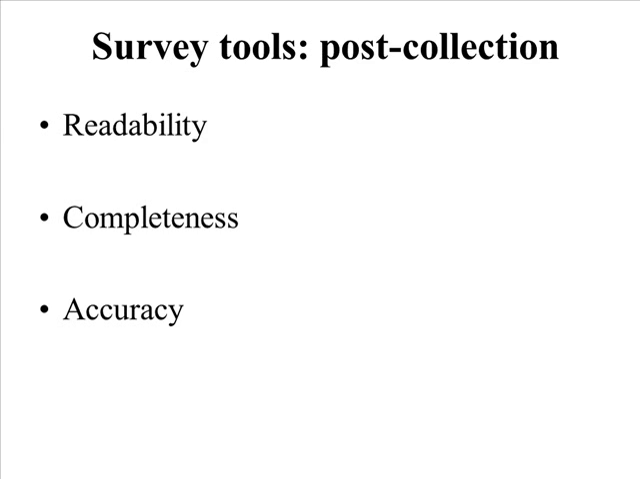Accuracy ensures that findings are considered correct. Accuracy is the extent to which a measurement reflects the true value. It is the tendency of measurement to center around the true value.